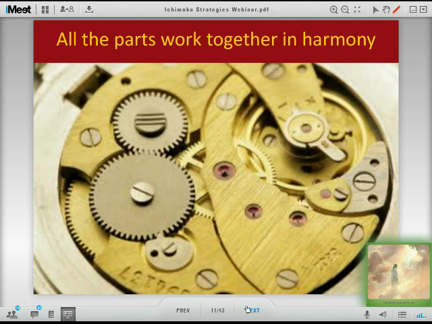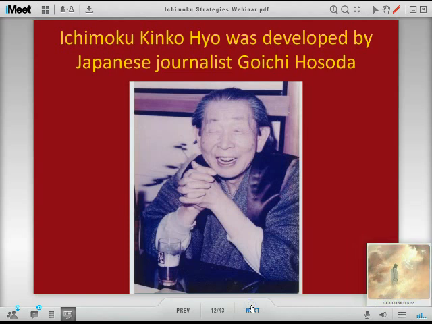So how does the Ichimoku work? All the parts work together in harmony, just like a Swiss clock. So basically Ichimoku was developed and started by a Japanese journalist named Goichi Hosoda. And as you can see, he sat down and had a few beers, and then he came up with the Ichimoku Kinko Hyo. So we know it's reliable, being that he was drinking and came up with the system.